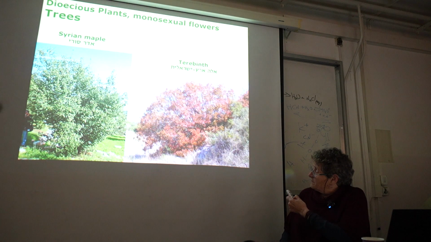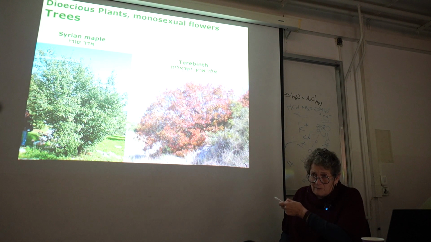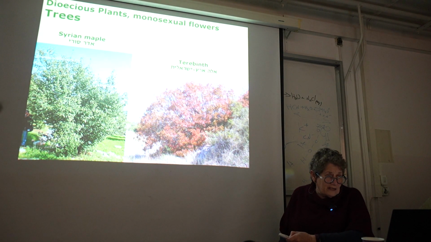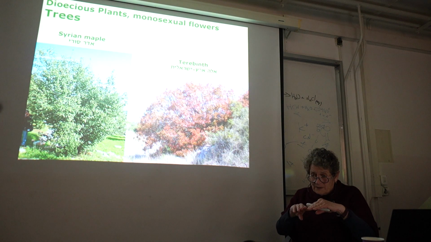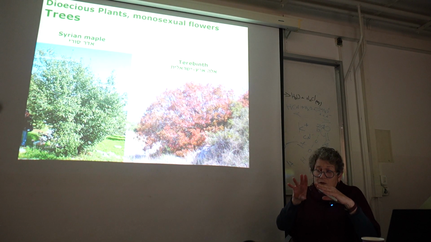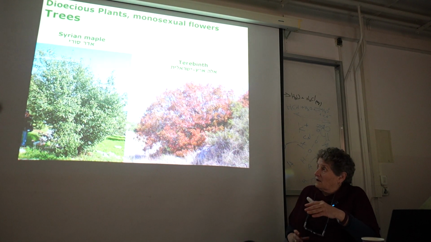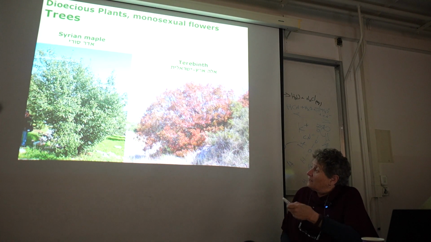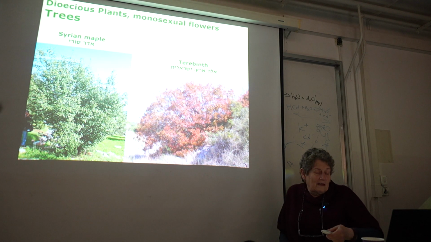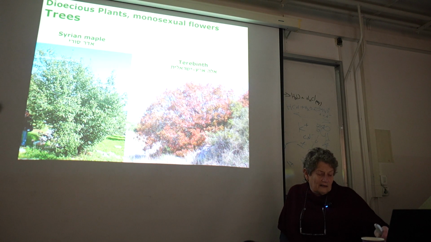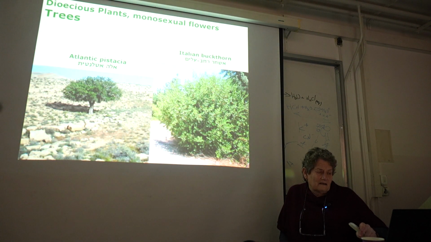This is probably the second most common tree in the Mediterranean region. It's called the terebinth, and it grows in most places. It grows together with the Palestinian oak. This is another example of a dioecious plant. In other words, where you have male and female trees.